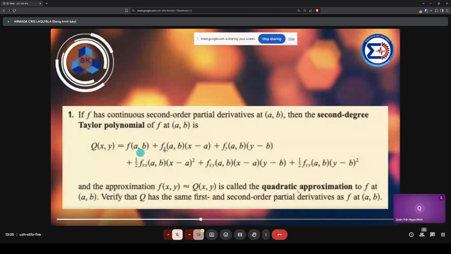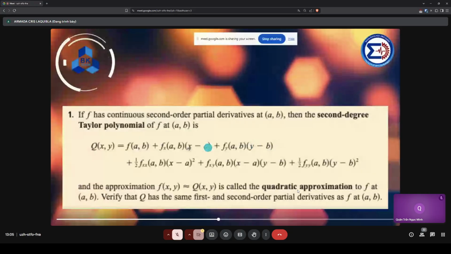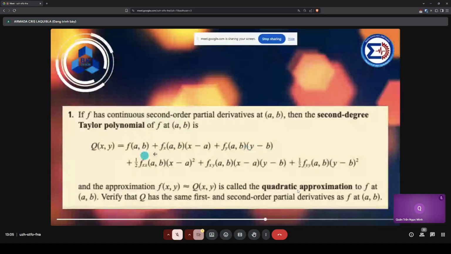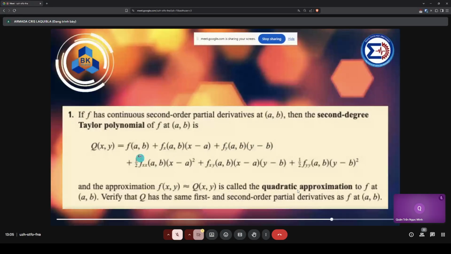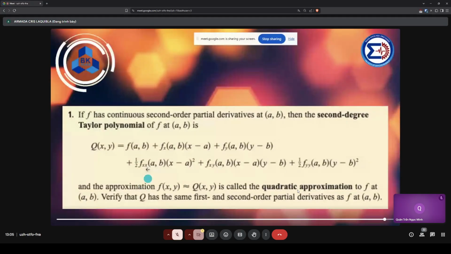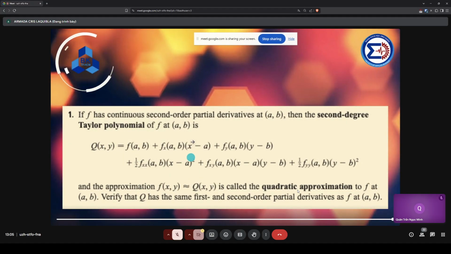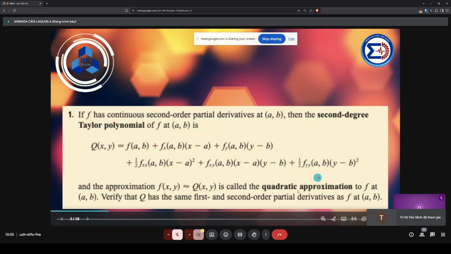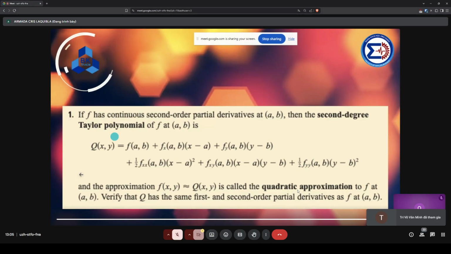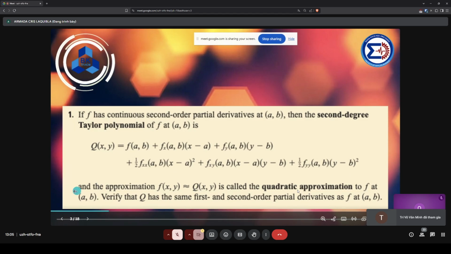So actually, the first three terms here are from the first degree. They're just the same, but with an additional plus 1/2 f_xx of (a, b) times (x minus a) squared. Then f_xy of (a, b), you multiply it with (x minus a) times (y minus b). And then the last term is 1/2 f_yy of (a, b) times (y minus b) squared.